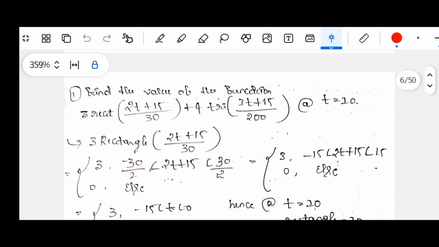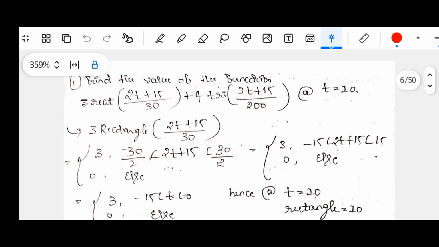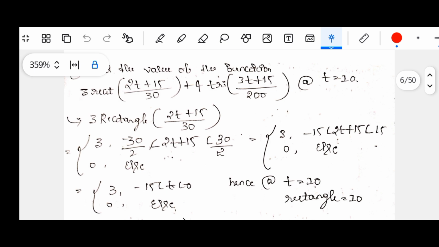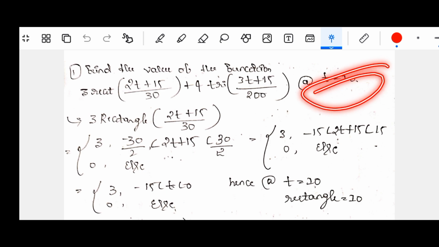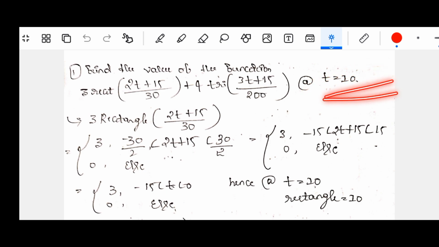Next, find out the value of the given function. See, here we have both rectangular as well as triangle: 3 into rectangular of 2t plus 15 by 30 plus 4 into triangle of 3t plus 15 by 20, at t equal to 10. They have given the t value also as 10.